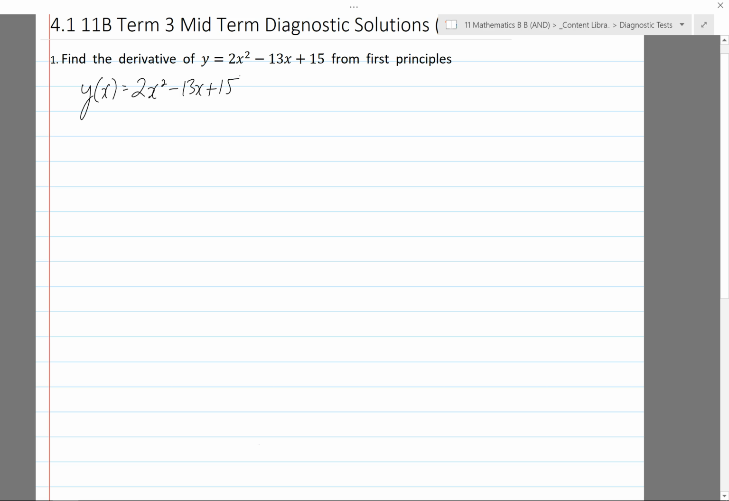Okay, so when I'm trying to differentiate it, I'm trying to find what y dash of x is. And I know that's the limit as h approaches 0 of y of x plus h minus y of x, all divided by h. So off to the side, I'll try and figure out what y of x plus h is. So everywhere I see x here, I'll replace it with x plus h.